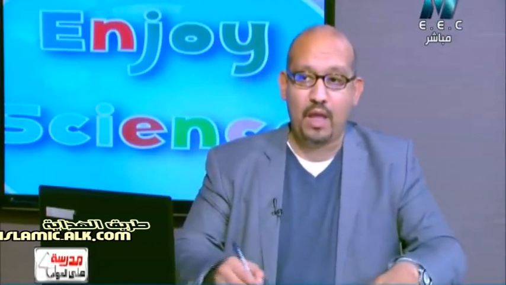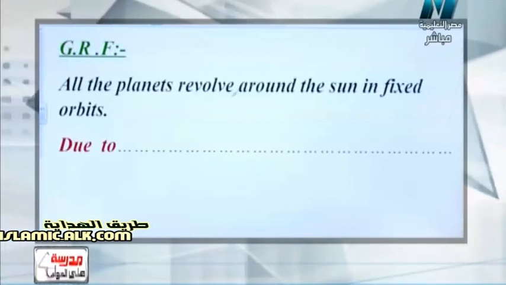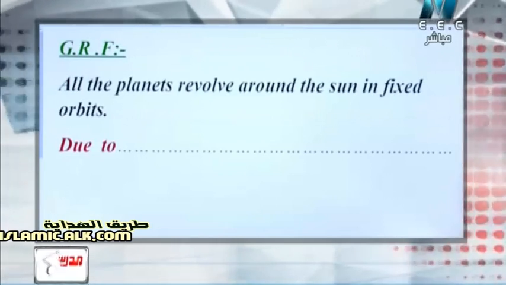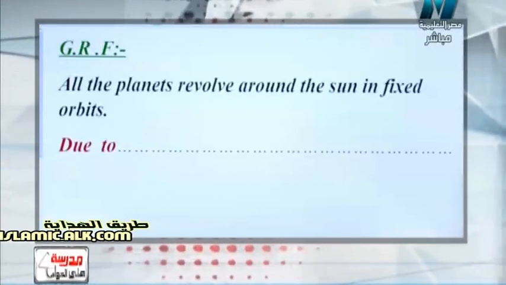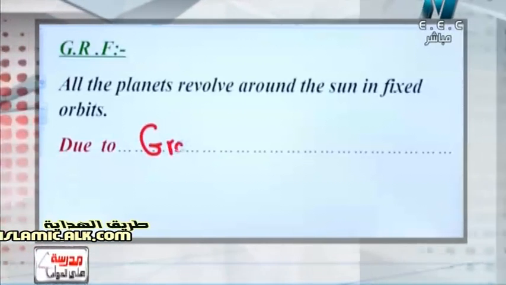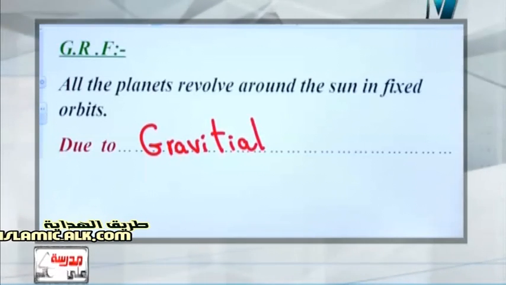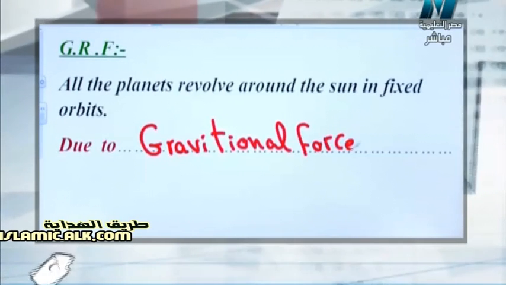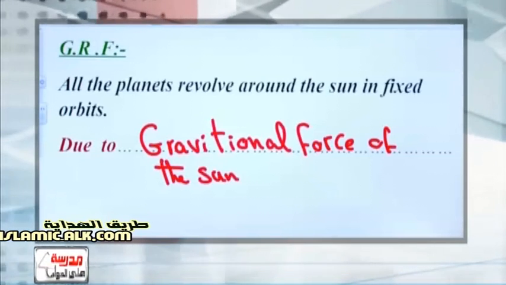Here, all the planets revolve around the sun in a fixed orbit. I think we can answer this question easily: due to the gravitational force of the sun. So why do they revolve in the same fixed orbit? Due to the gravitational force of the sun.